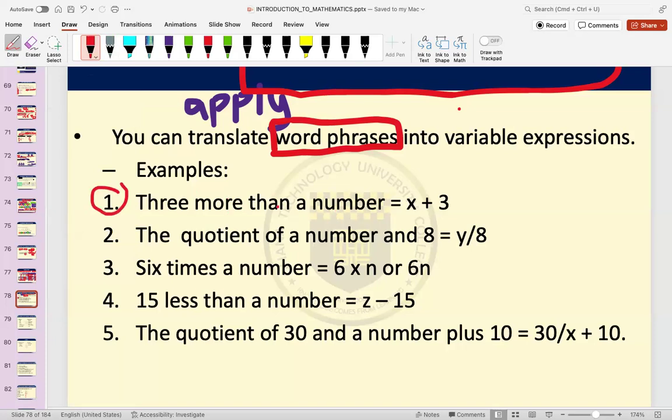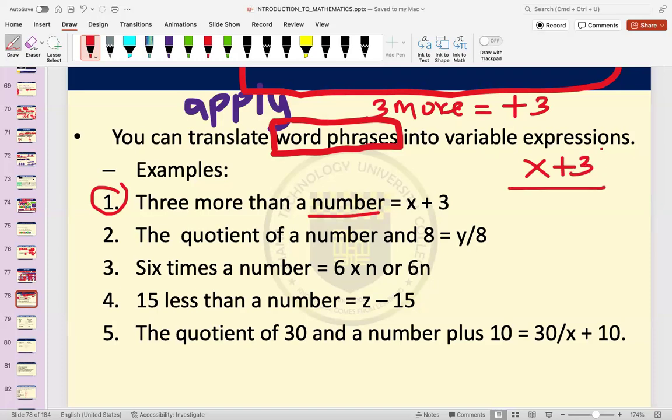Three more than a number. Which number? I don't know the number. So I'll represent the number by X. Then I check 3 more, not 3 less, 3 more. So in maths, when you see more, you represent it with the addition sign. So if you say 3 more, it means plus 3. So then the final representation will be that 3 more than a number will be X plus 3.